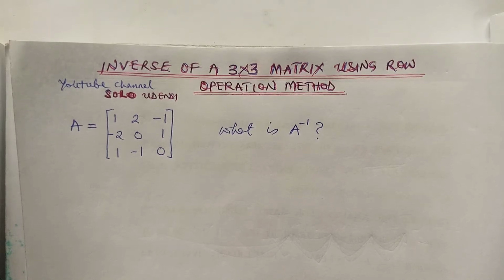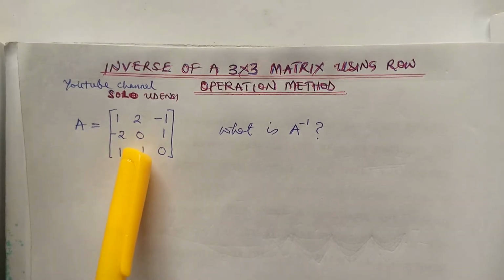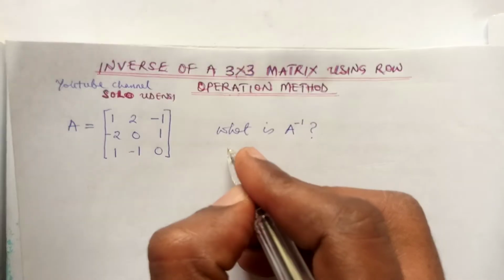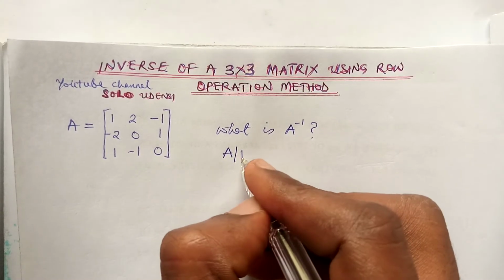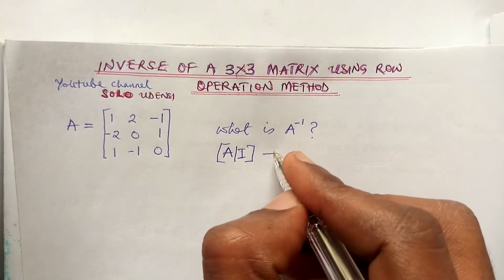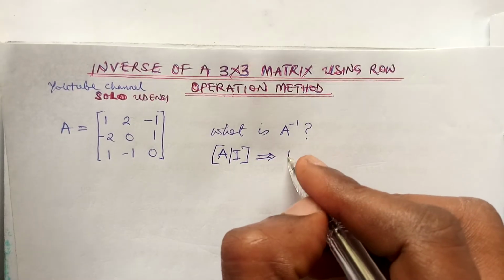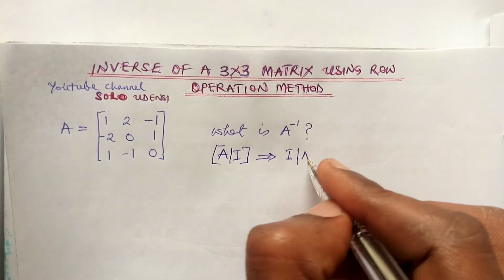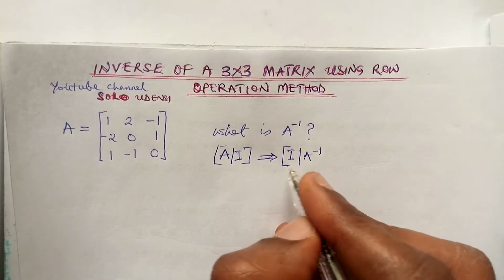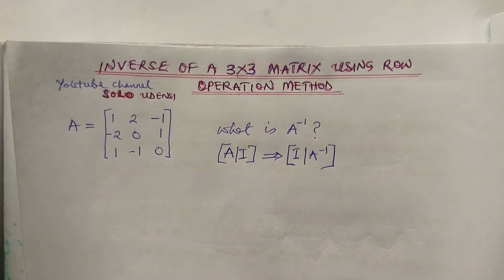Hello everyone, in today's video we are going to find the inverse of this matrix. To find the inverse, just like we did with the 2 by 2 matrix, we augment it to the right with the unit matrix and do the operations such that we transfer the unit matrix to the left to get it in this form.